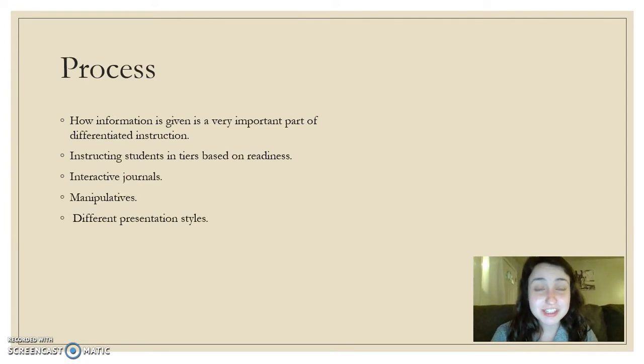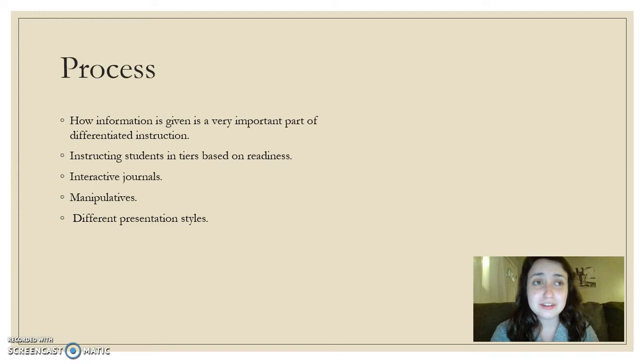So how information is given and how the students are taught is a very important part of differentiated instruction. And so here are just some ways that you can give out information, that you can incorporate a little bit of differentiated instruction in your classroom. So instructing students in tiers based on readiness is one way.